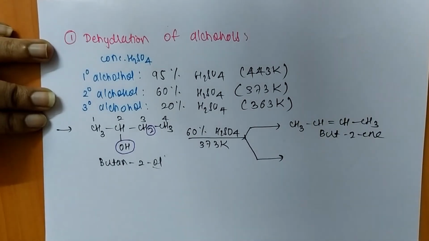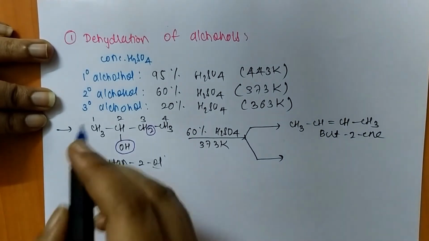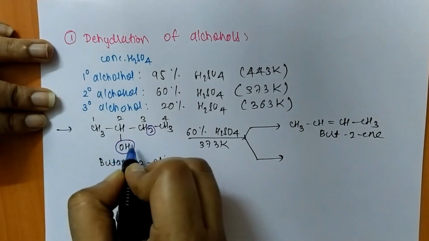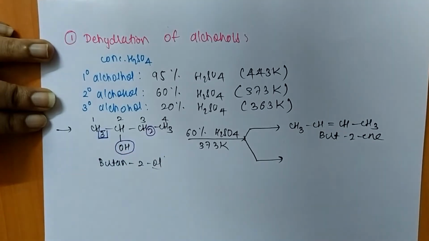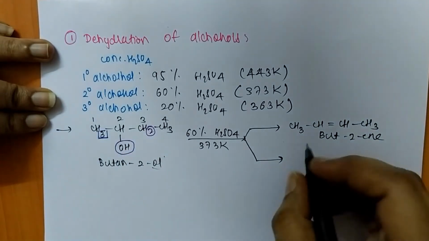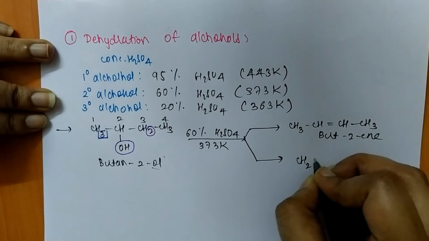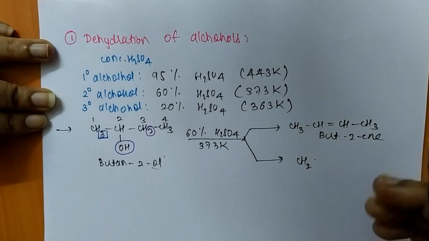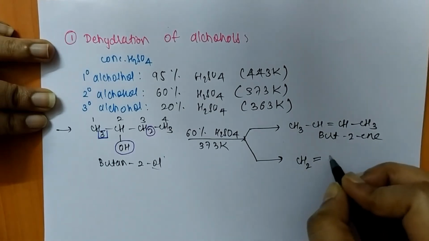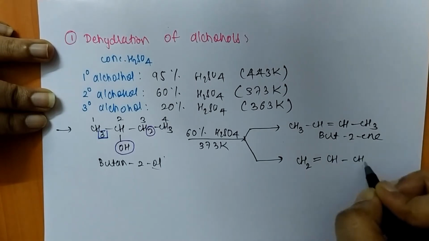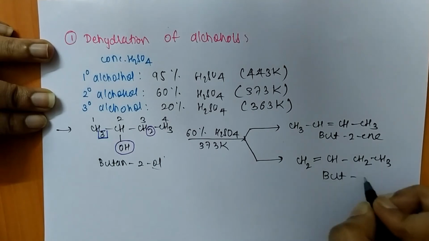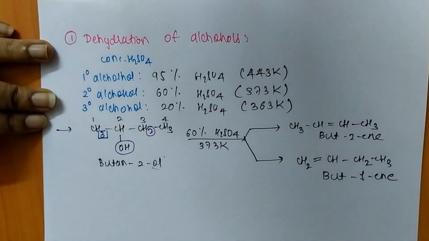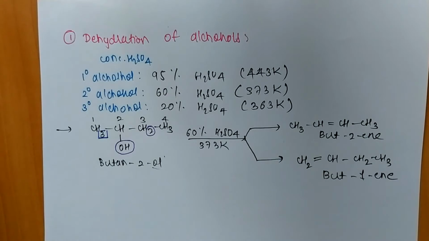Now we can also get another product where this OH group and one of the hydrogen atoms from the CH3 is lost. So therefore here we get but-1-ene, not but-2-ene, at the first position. Now there's a rule which is called as the Saytzeff's rule.